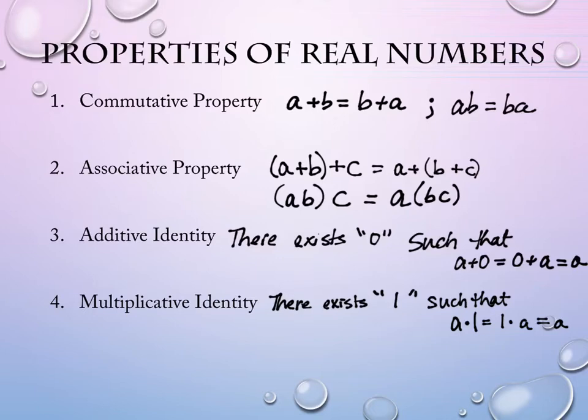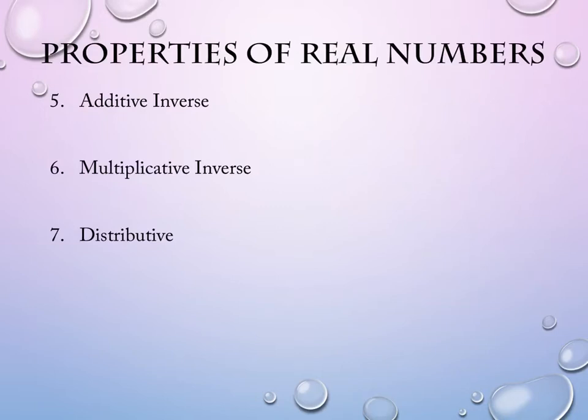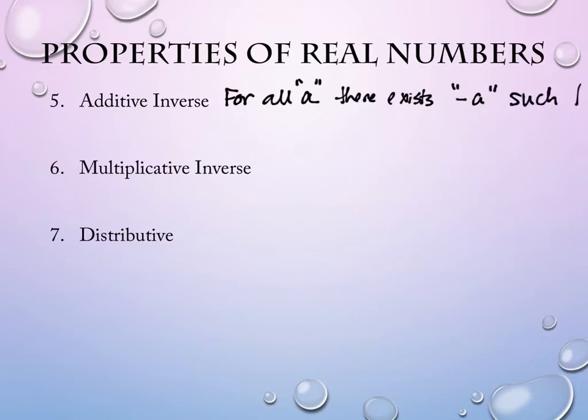Kind of going hand in hand with the multiplicative and the additive identities are the multiplicative and additive inverses. So that's on my next slide. The additive inverse says that for all a, so all numbers a, there exists a negative a such that a plus negative a is equal to negative a plus a is equal to 0.